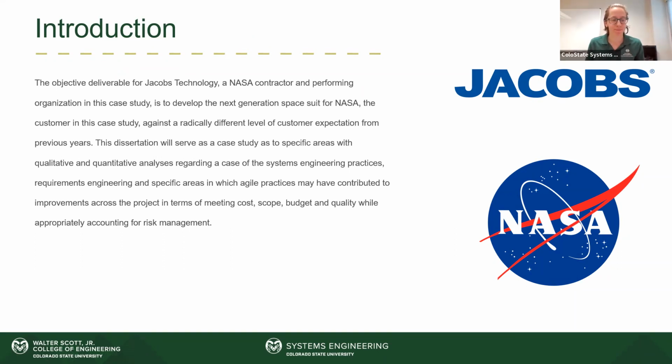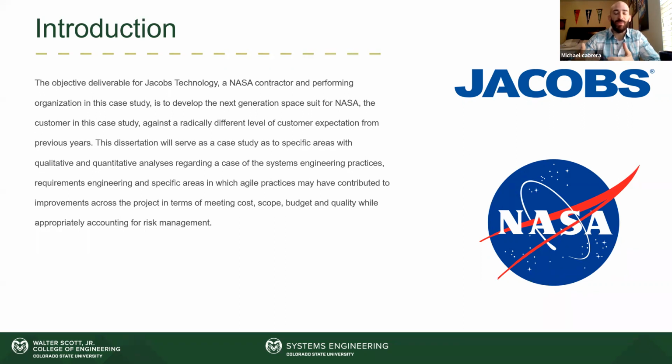Okay, great. I work for Jacobs, a NASA contractor, and we've been developing the next generation spacesuit for NASA, and we're doing it against a radically different level of customer expectation. Essentially, we were developing a new generation spacesuit, and in 2019 the administration said, we want to go back to the moon. The new spacesuit we were working on was for the ISS, so now we had to make one for the moon. Now you're changing the system context, you're changing the requirements, and you're accelerating the schedule.